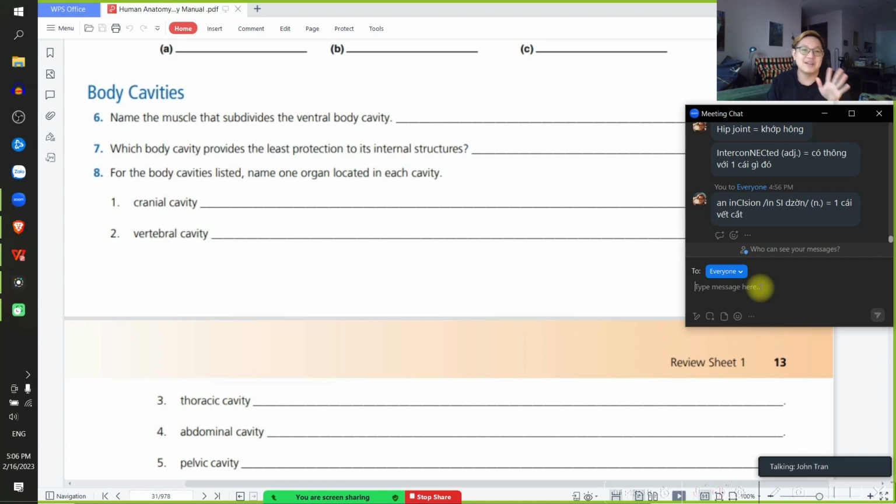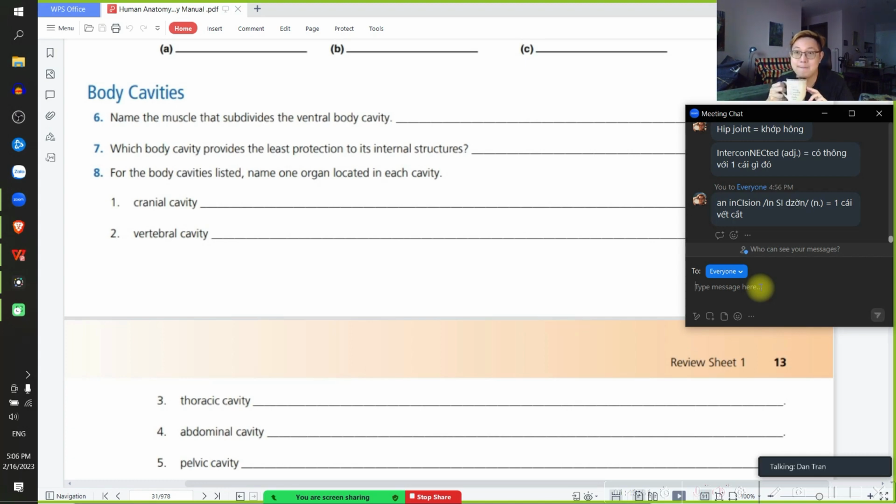Now, which body cavity provides the least protection to its internal structures? Những cái khoang cơ thể nào nó cung cấp ít sự phòng vệ nhất cho những cấu trúc bên trong của nó? Có 3 thứ. Thở, cơ hoành, với lại pelvic. Ít sự bảo vệ nhất.